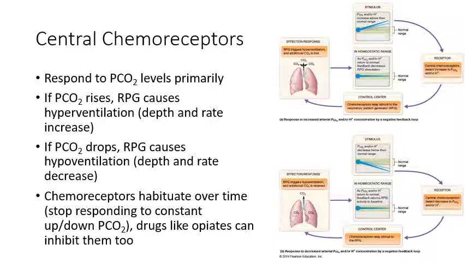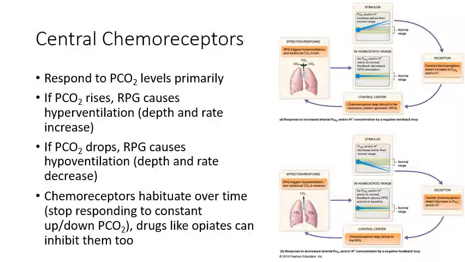So the central chemoreceptors generally do a real good job, but if you are always having elevated PCO2 or depressed PCO2 because of a disease that you have, or just because of something, then the chemoreceptors are going to habituate over time. They're going to start believing that your abnormal PCO2 level is actually normal, and so they're going to stop changing your breathing to adjust it, which can be dangerous.